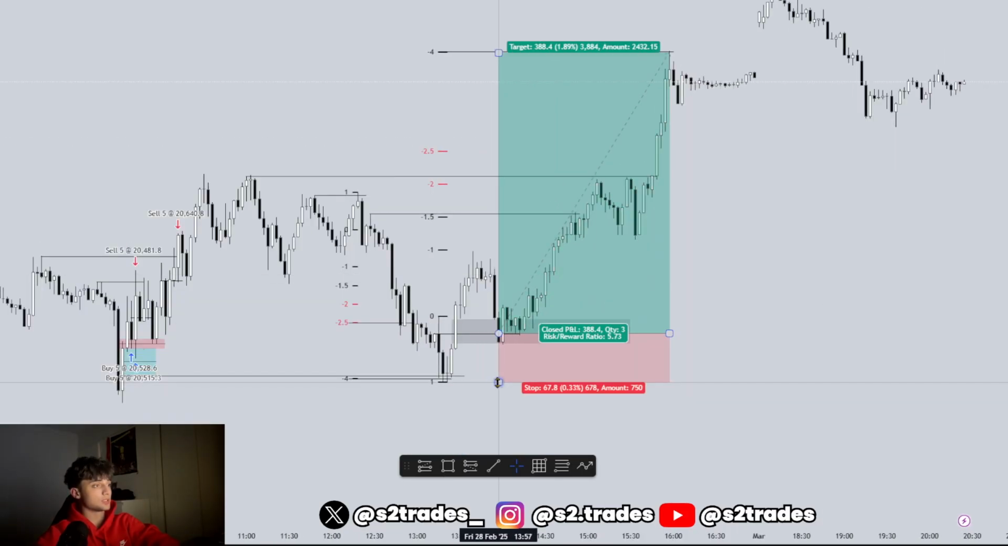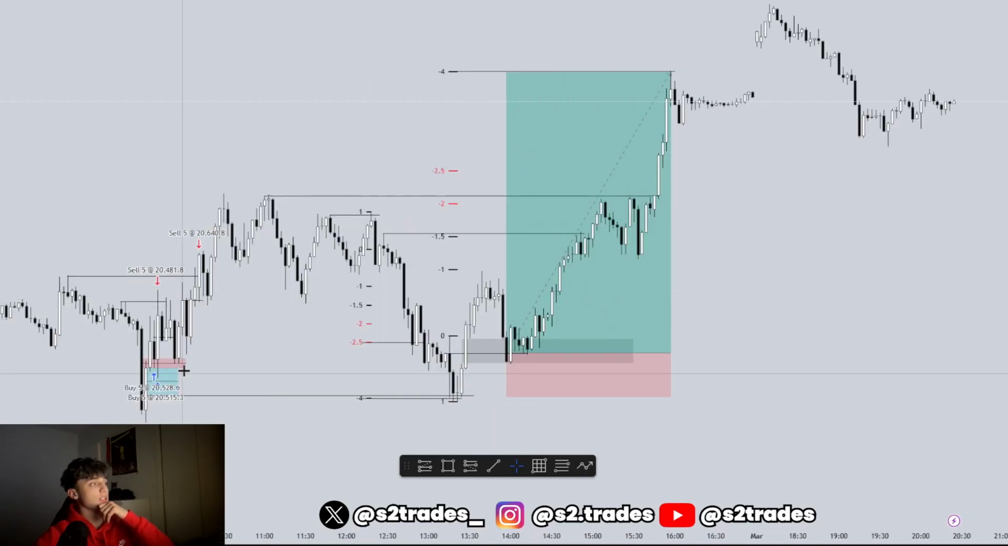And of course, you could have also tightened your stops as we're going up. So let's say we take profit 1 right here at -1.5. You could literally move it to break even, risk-free trade, right? So boom, this is a clean trade that you guys could have taken.